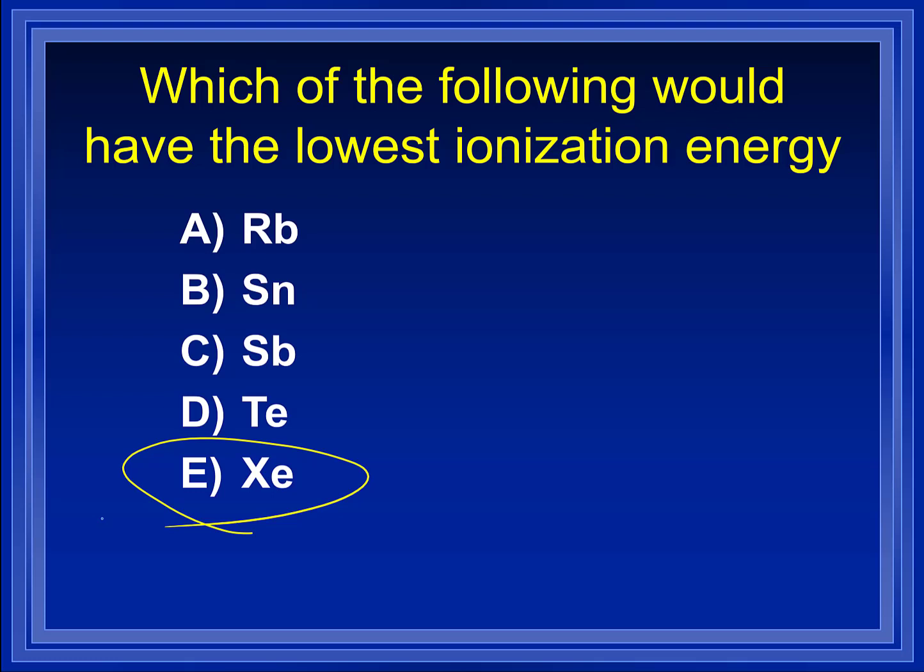Oh, lowest, that's for lowest. So the easiest to change is rubidium, sorry. The hardest one to change is noble gases. Noble gases are stable. They don't react with anything.